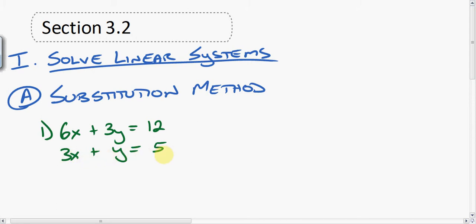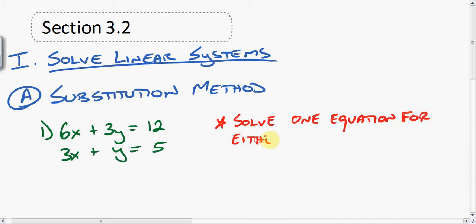Alright, so the substitution method, substitution means replace. So what you're going to want to do is solve either the first or second equation for x or y. That's your first step. You're going to solve one equation for either x or y. It doesn't matter.